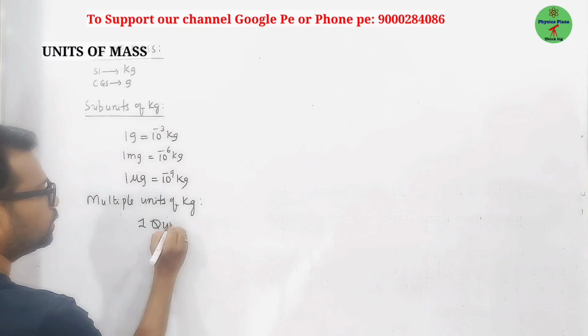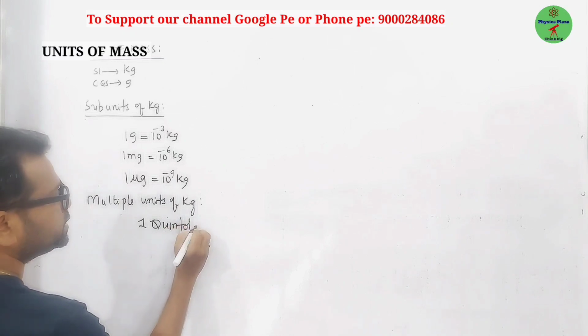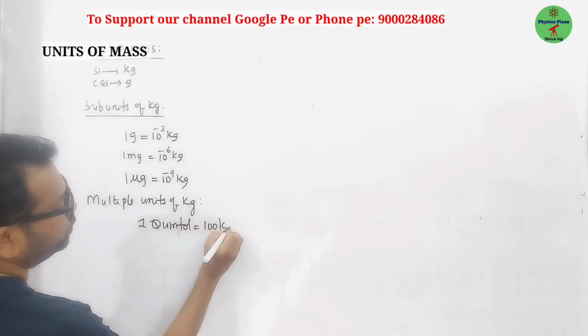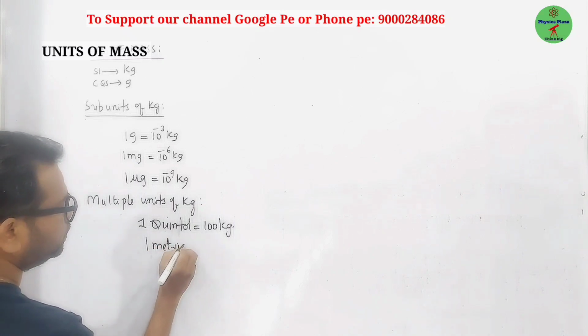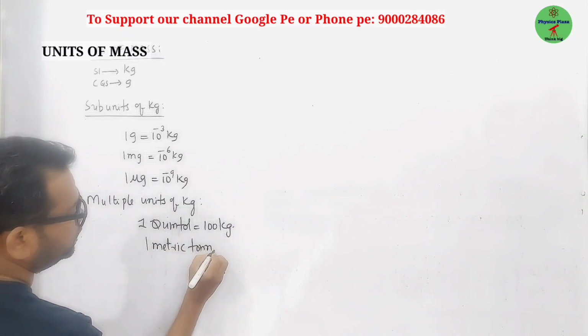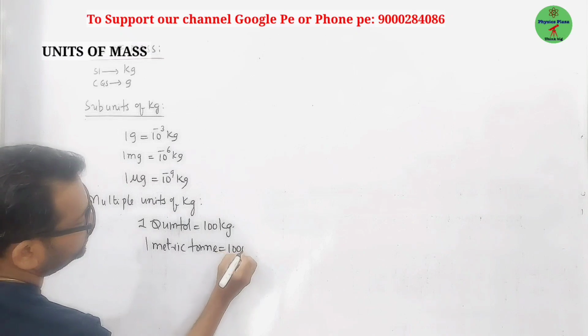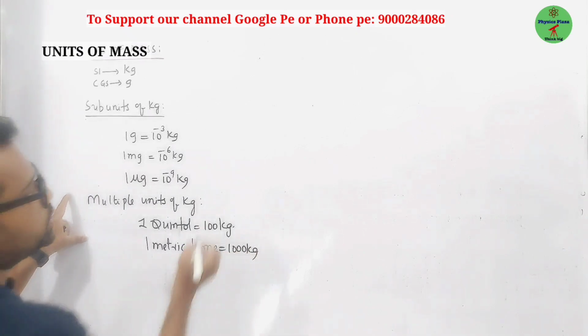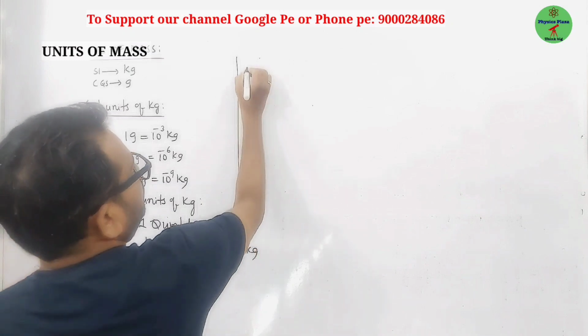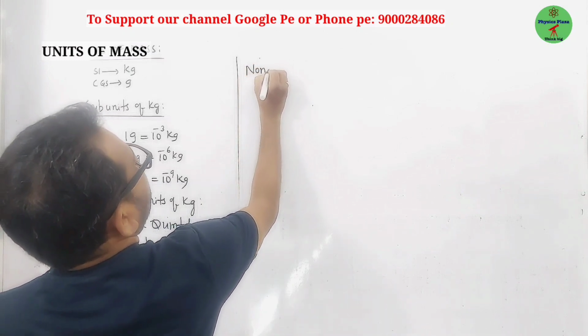So 1 quintal is equal to 100 kg. Whereas 1 metric ton is equal to 1000 kg. So these are the subunits and the multiple units. Other than this, now let us discuss the non-metric units of mass.